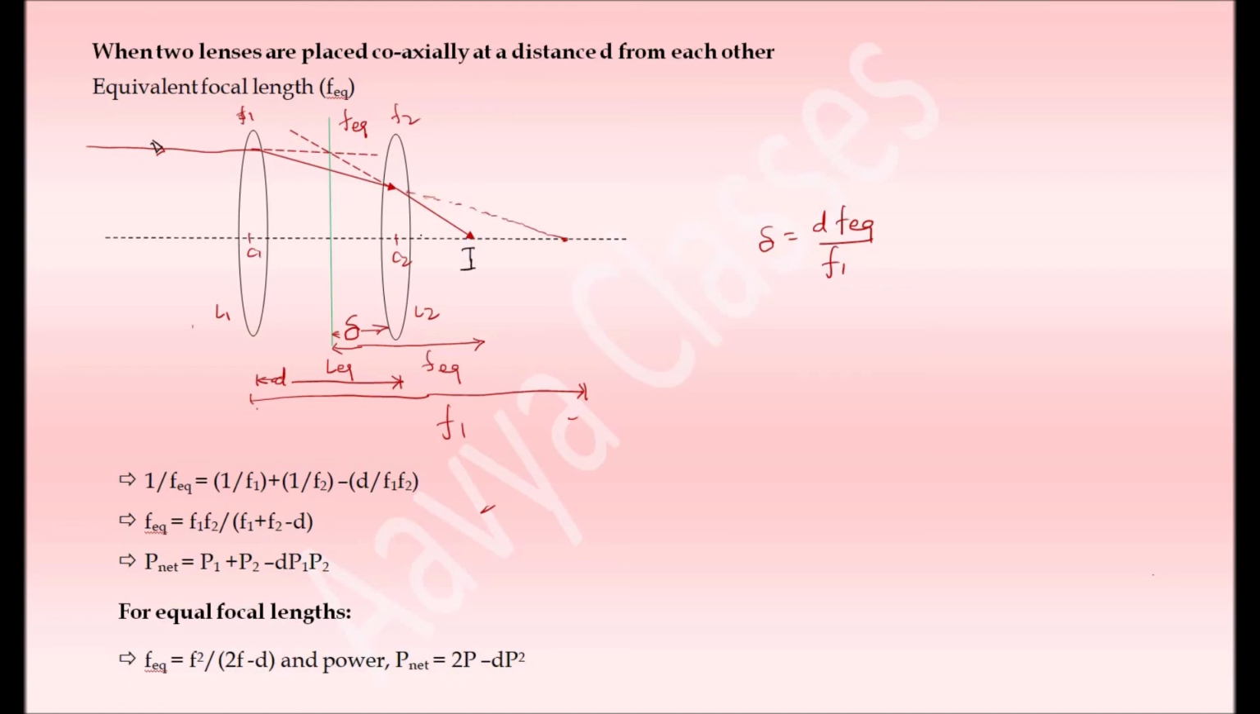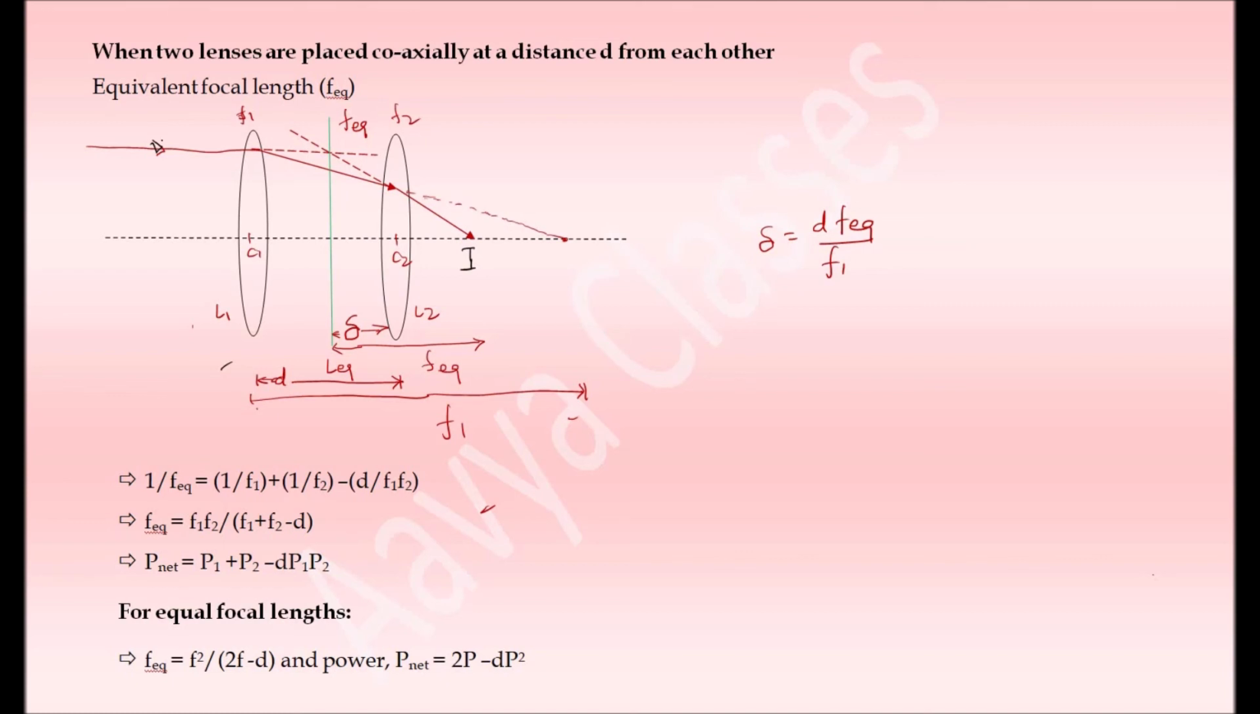So if we have to replace these two lenses with a single lens, then what will be the location of that lens, and what will be the equivalent focal length of that lens? We will learn these two concepts in this video. So this is the image formed by this combination of lens, I.